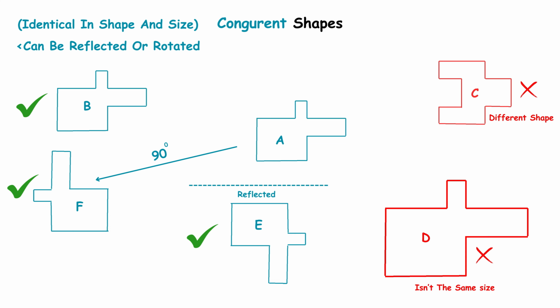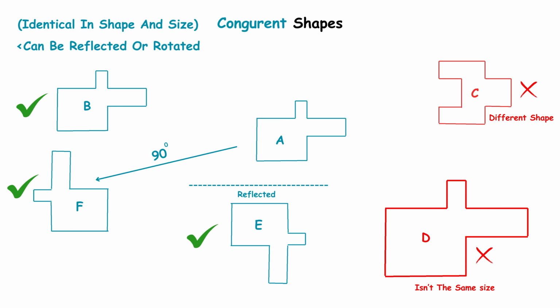When we move on to shape C, it becomes clear that this one is not congruent because it has an entirely different shape from A, so it does not meet the criteria. Looking at shape D, we can see that while the overall shape matches that of A, the size is different, so even though it resembles A in structure, it does not qualify as congruent due to the size discrepancy.